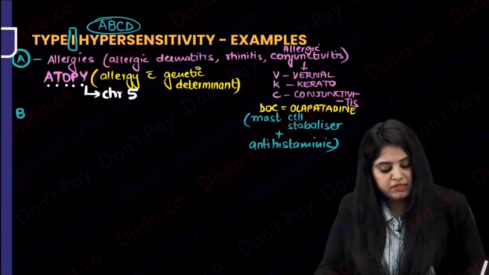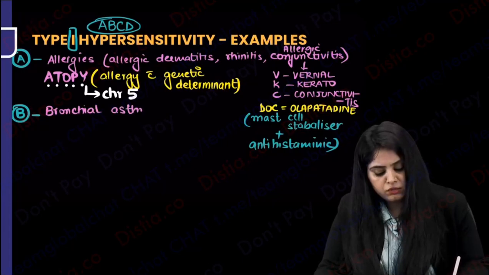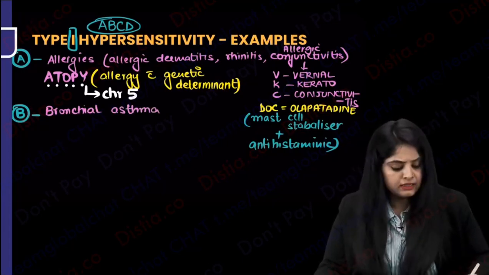We were doing one mnemonic A B C D. And B is the same thing because allergy also includes bronchial asthma. Allergy also includes bronchial asthma. Toh kuch nahi, bas B yaad kara diya, khatam.